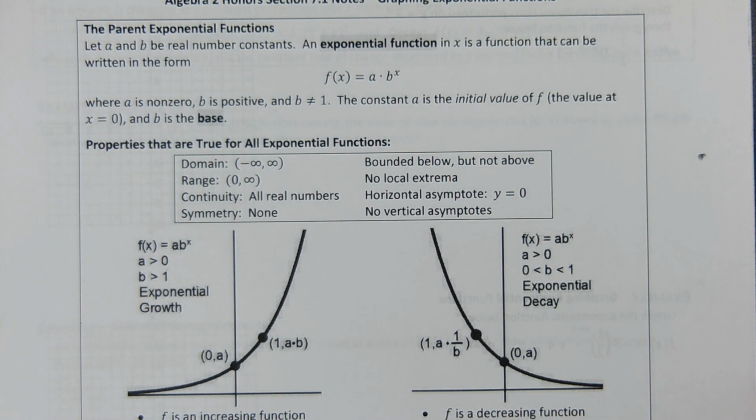A and b will be real numbers. A and b cannot be 0. Can't be 0.